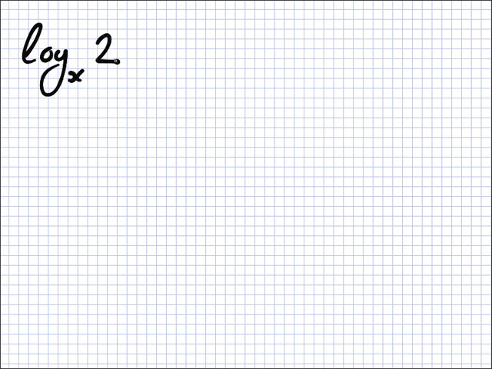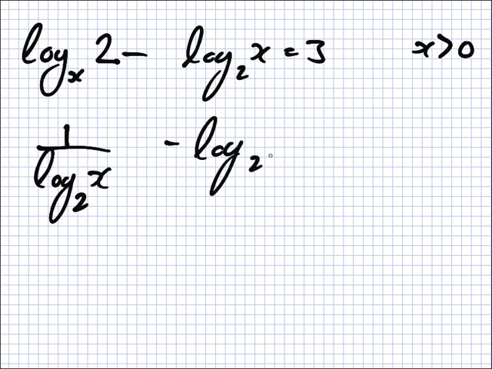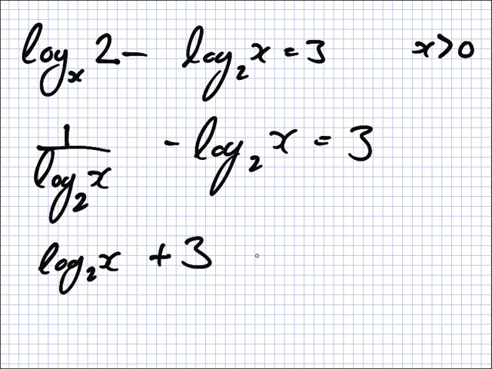Log base x of 2 minus log 2x equals 3. And obviously x has to be positive. Okay? Right. Problem here is the x is in the base. I can use my flip rule that changes this into 1 over log base 2 of x minus log 2x equals 3. Okay? I'm going to take everything to the right. Log 2x plus 3 minus 1 over log 2x equals 0.